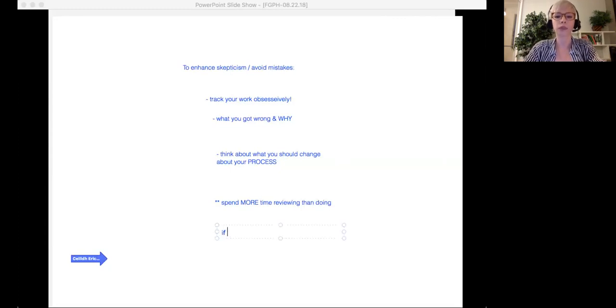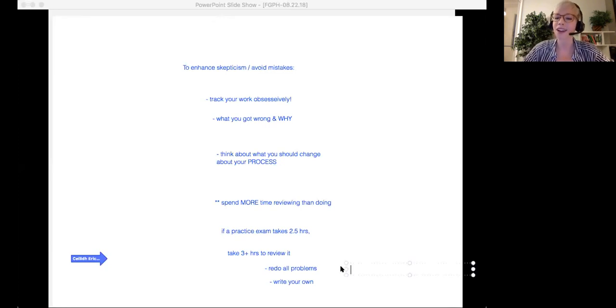Here's a good example. If a practice exam takes 2.5 hours, take 3 or more hours to review it in depth. And what that involves is redo all the problems. Think about different versions. Like write your own similar problems, kind of along the lines of when I was like, oh, what if it had said X can't be 0? What if it had said this? What if it had said that? Kind of play around with iterations and other versions and what that would do to change the problem. If there was something that you got wrong where the content's a little iffy, look for similar ones. And then read explanations to confirm.